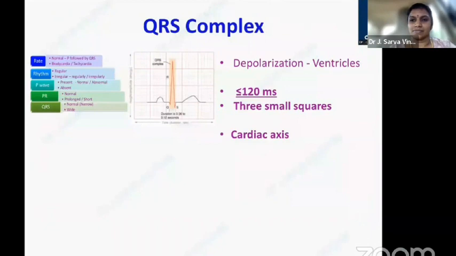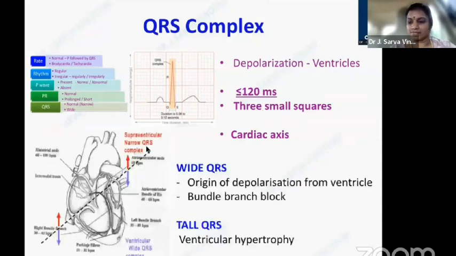So having seen till the PR interval, now we're going to see the QRS complex. The QRS complex represents the ventricular depolarization. It is usually represented by 3 small squares and less than 120 milliseconds in duration. The QRS complex is the primary determinant of the cardiac axis. What are the problems that can occur? You can have a wide QRS complex or a tall QRS complex.